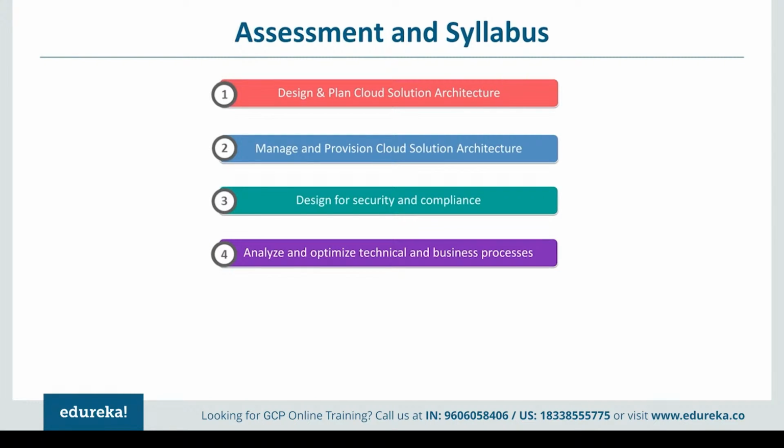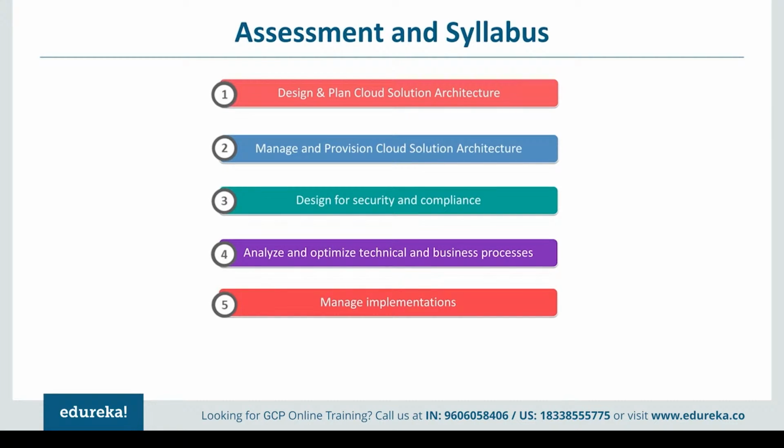Now, the fourth section is analyzing and optimizing technical as well as business processes. Now, it includes software development lifecycle plan, continuous integration and continuous deployment, the process of troubleshooting or post-mortem analysis structure, testing and validation, IT enterprise processes, stakeholder management, change management, and decision-making processes.